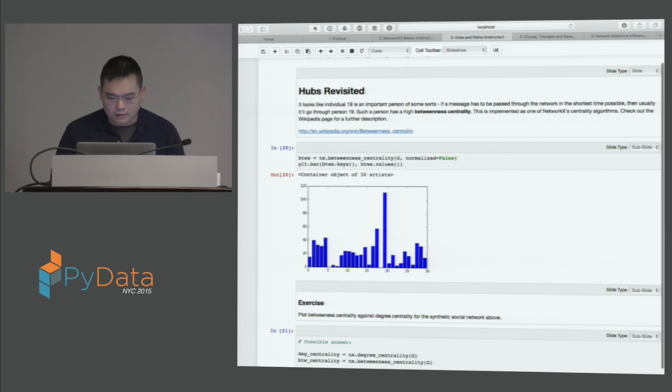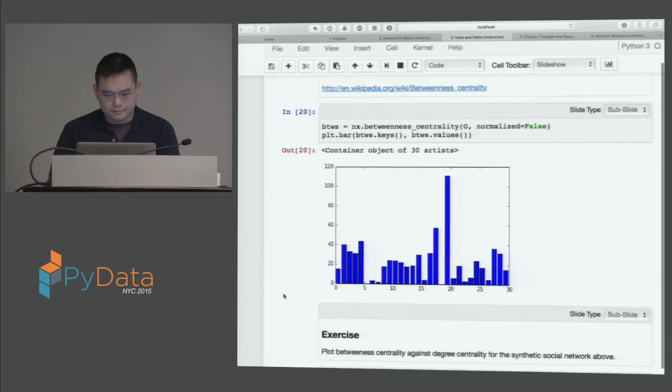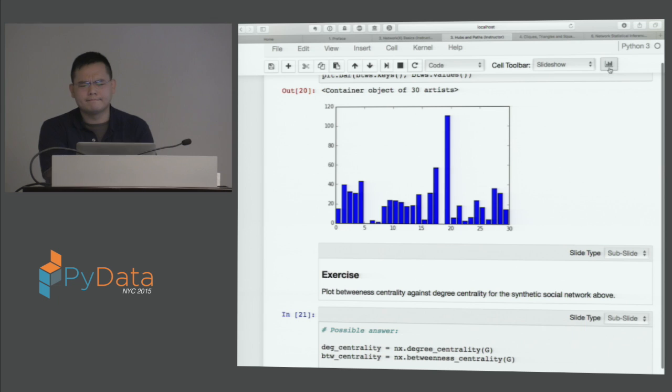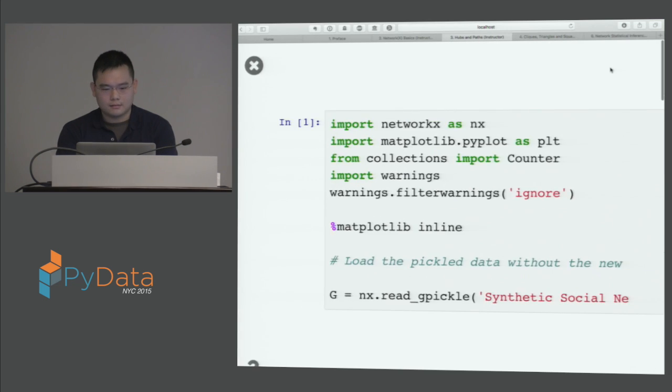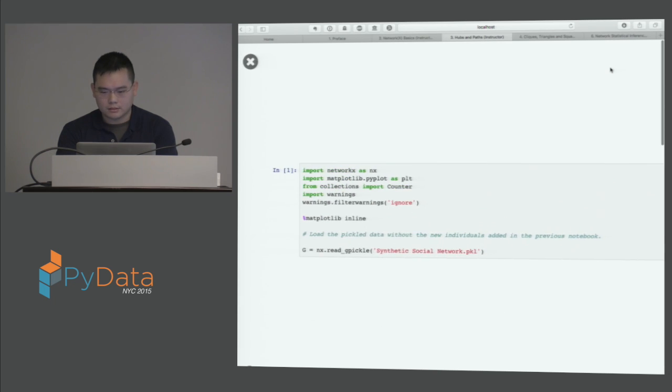So let me see if I can blow this up a little bit. Okay, degree centrality, betweenness centrality. Or you know what? Let me go back to presentation mode. And zoom out a bit, zoom out a bit. Zoomed out a little too much.